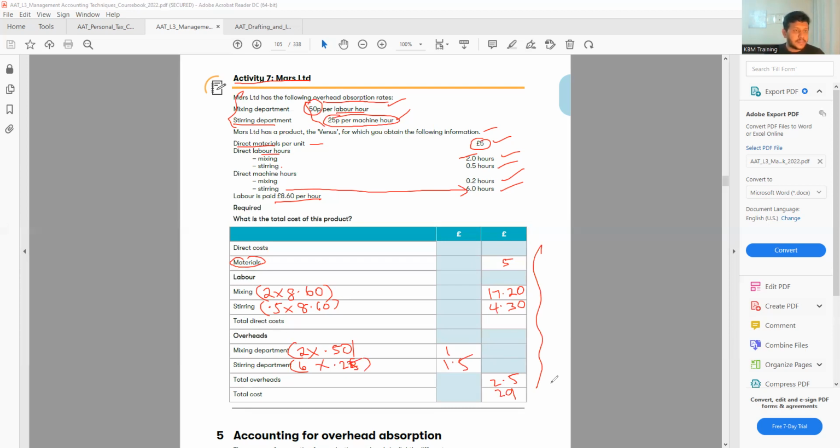Isn't it mixing 2 hours for the overhead? Yes, mixing is 2 hours, isn't it? We put 2 here. So 2 times 0.50, yes, Trupti. So the mixing is 2 hours, yes.